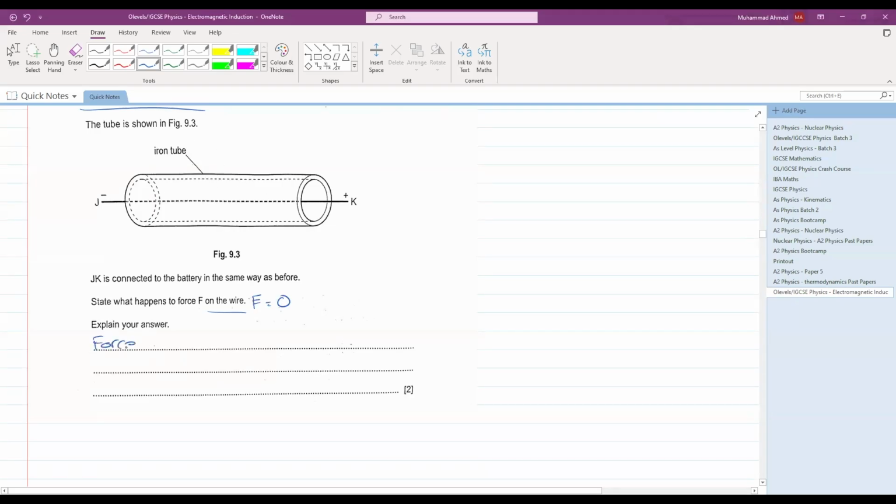Force becomes zero as all the magnetic field lines are shielded by the iron tube. Simple. Let's further move ahead.